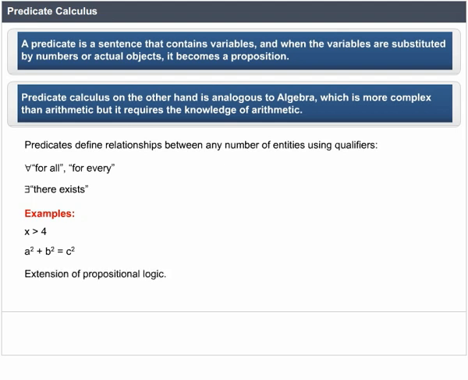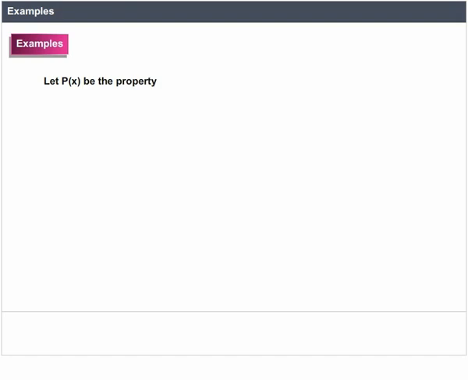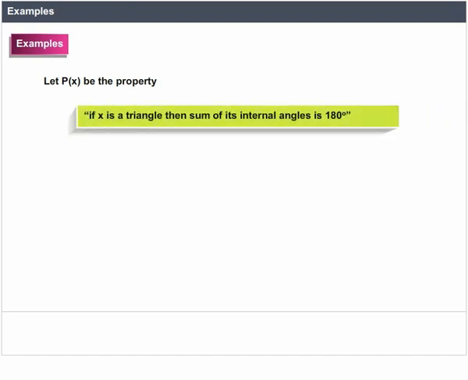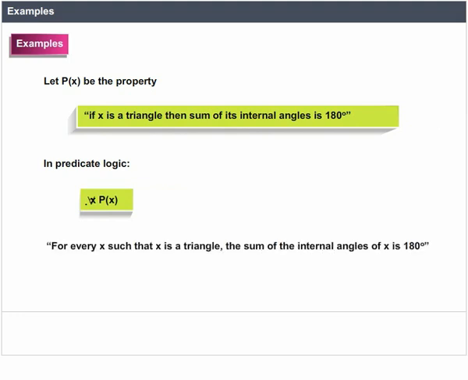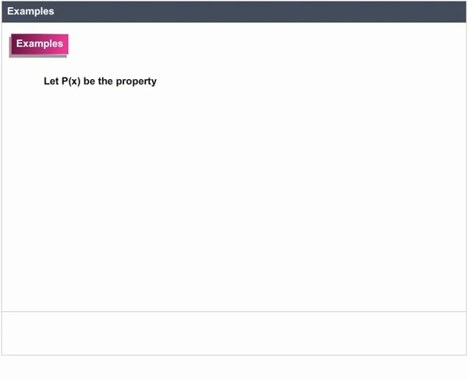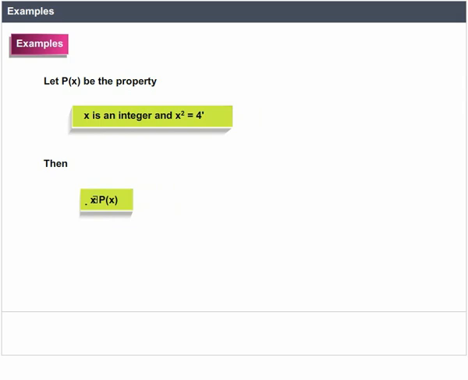Extension of propositional logic. A predicate is just a property. Let P(x) be the property: if x is a triangle, then the sum of its internal angles is 180 degrees. In predicate logic, for every x, P(x): for every x such that x is a triangle, the sum of the internal angles of x is 180 degrees. Example: let P(x) be the property x is an integer and x squared equals 4. Then there exists x such that P(x): there exists x such that x is an integer and x squared equals 4.